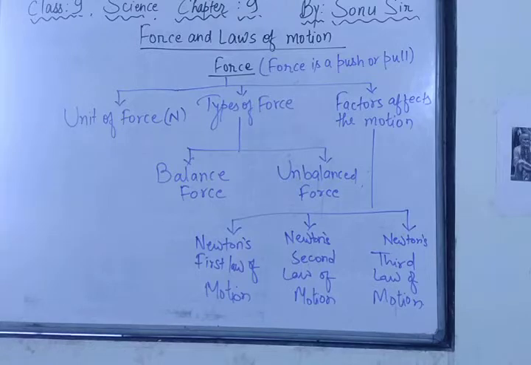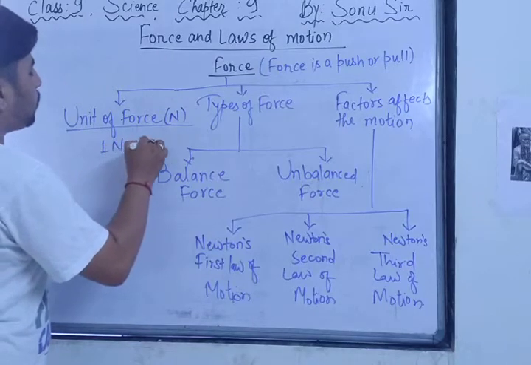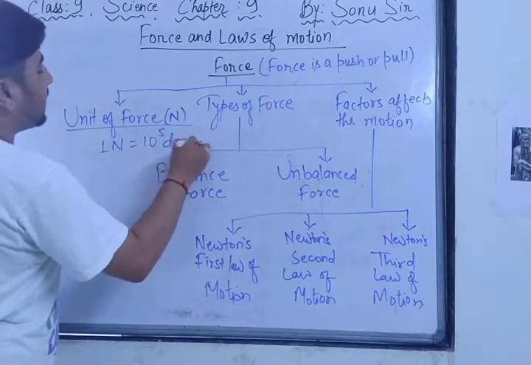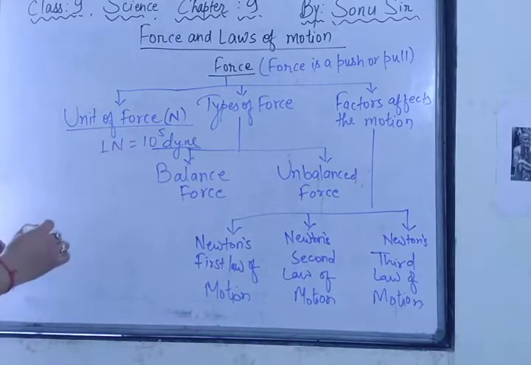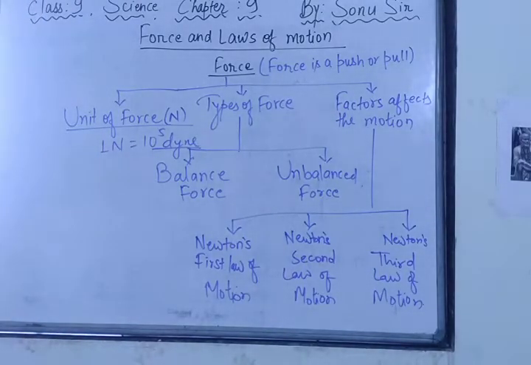There are three systems of units, as we have described about the international system of units: CGS, FPS and MKS. In the CGS system, the unit of force is dyne, and you must understand the value of 1 Newton. 1 Newton is equal to 10 to the power 5 dyne.